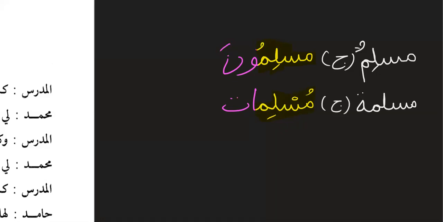And then we had, for example, the word زميل and the plural. Anybody give me the plural for زميل? It's زملاء. And what do we call these types of plurals? We call them جمع تكسير. So literally we call them broken plurals, or irregular plurals.